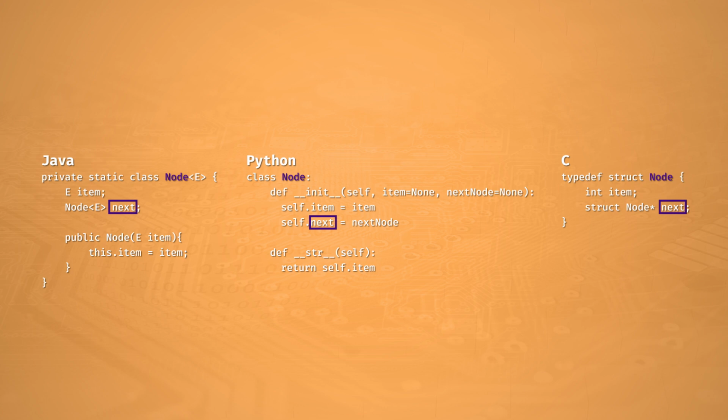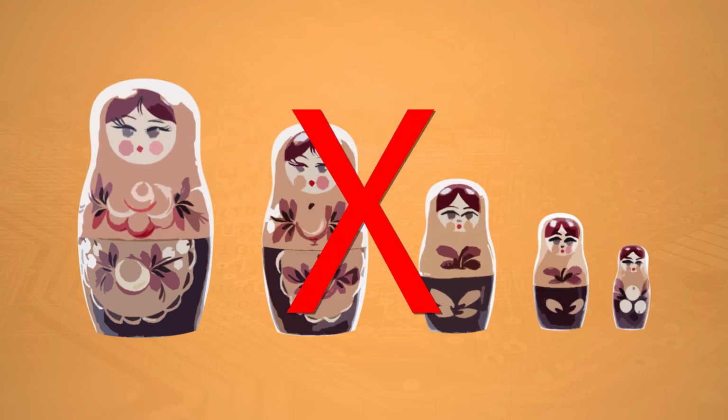This is our first hurdle. How can the class have a reference to itself, inside itself? This isn't the right metaphor. This isn't one of those Russian Matryoshka doll situations, where each doll contains a smaller doll inside itself.